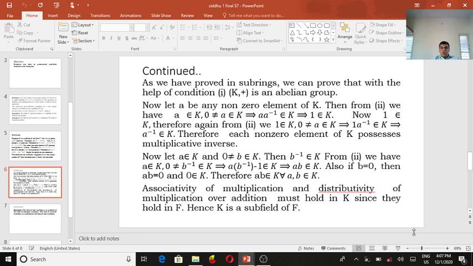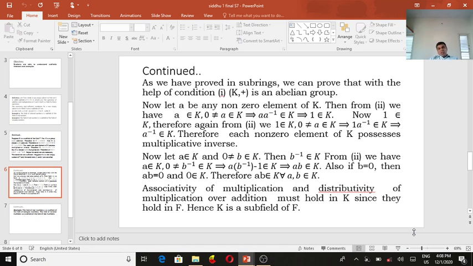Therefore, again by condition 2, 1 belongs to K, non-zero element A belongs to K, 1 into A inverse belongs to K. This is the unit element in a subfield, and also the inverse in the subfield. So 1 belongs to K and A inverse belongs to K. Therefore, each non-zero element of K possesses a multiplicative inverse. This is one way you define the subfield: it has inverses and the unit element.